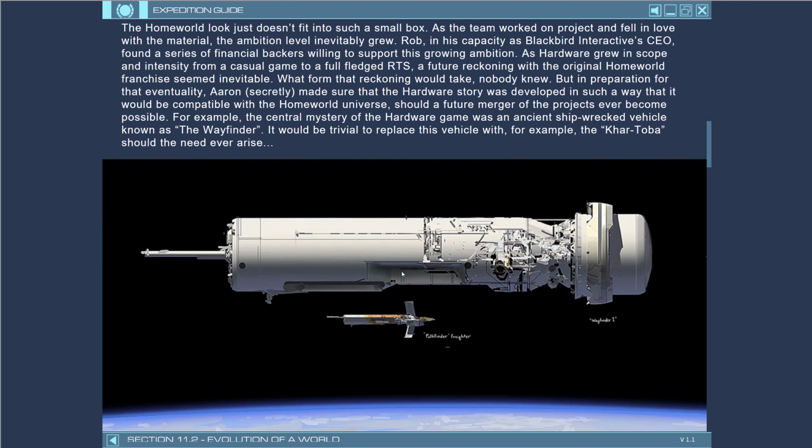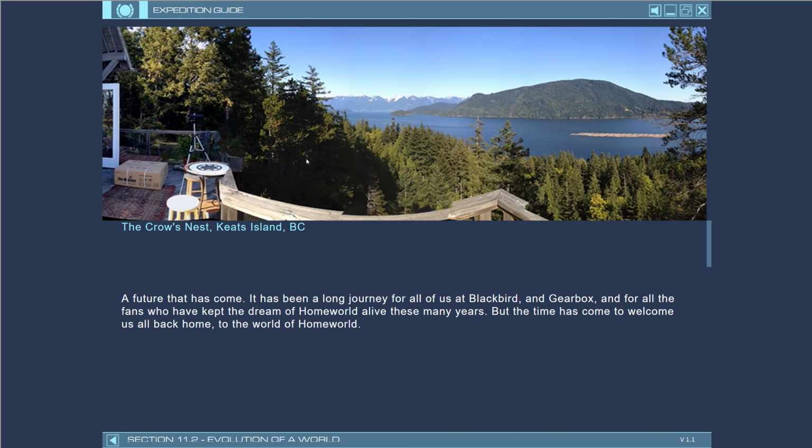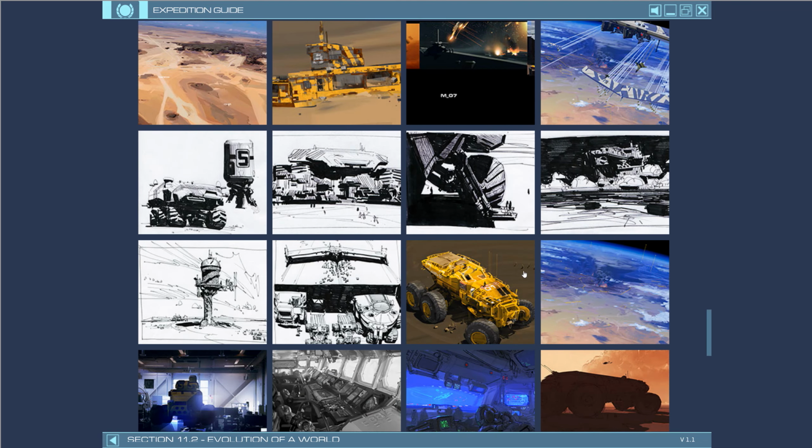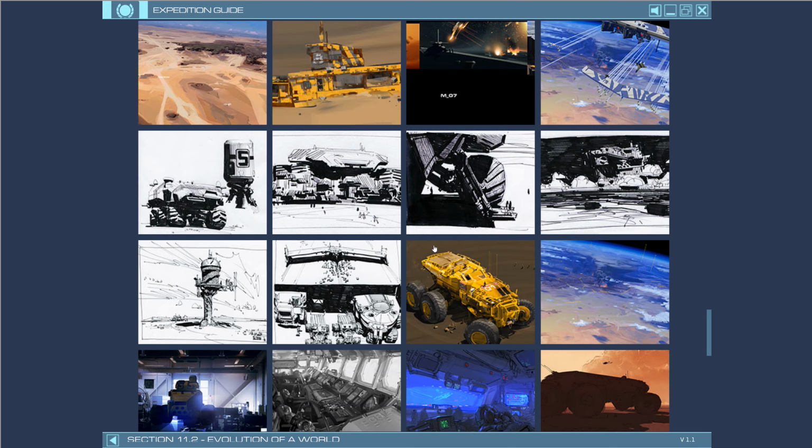So let me show you one of these. There is a timeline. You can see some pretty cool art. There's the crow's nest at Keats Island, British Columbia. You see a lot of really neat concept art, and I love the concept art for Homeworld. It's just some of my favorite out there. They've mentioned in this that they went for a very functional design. A lot of the stuff was meant to look very realistic, like it could be an actual vehicle, even though it's still science fiction. Part of their design philosophy is creating vehicles, like these base runner vehicles, that need to look like they're real.